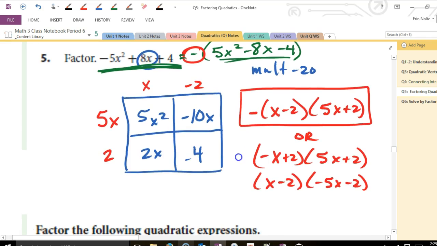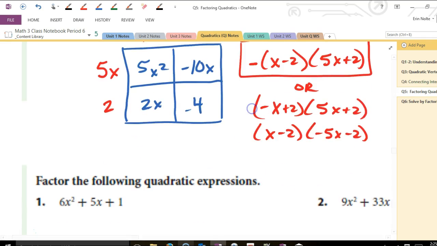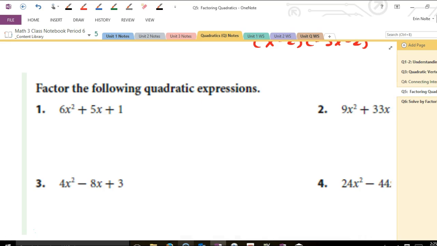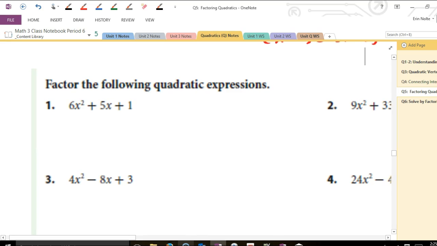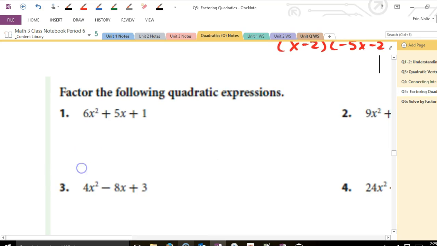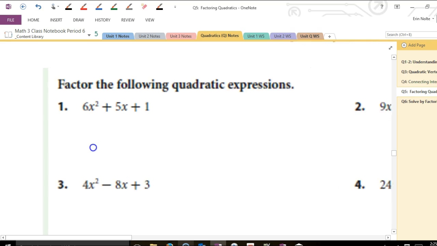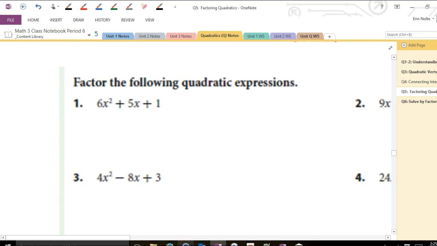So, should we try one more, make sure we got it? Let's try one more. This one won't be a faulty one. This should be straightforward. I had to throw the faulty one in so you understood that one case, right? Yeah. Okay, so do question number 1. Let's see if we got it. Let's see if we can get 100% across the board here. Number 1.